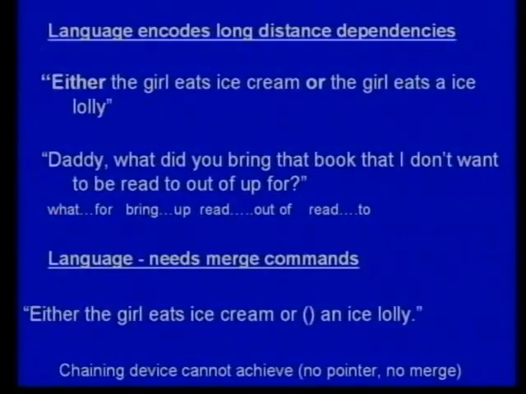So, language encodes long distance dependencies. Here are just one or two examples here. Either the girl eats the ice cream or the girl eats an ice lolly. This is another one. This, the daddy one, is typical sort of thing you find in a linguistics textbook. Marvellous, priceless, really. Daddy, what did you bring that book that I didn't want to be read to out of up for? And by then he's committed himself to a whole load of grammar widgets, really, to be read to, out of, up for. And that shows you the complexity of grammatical structure.